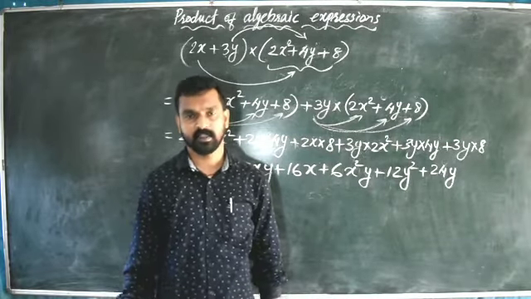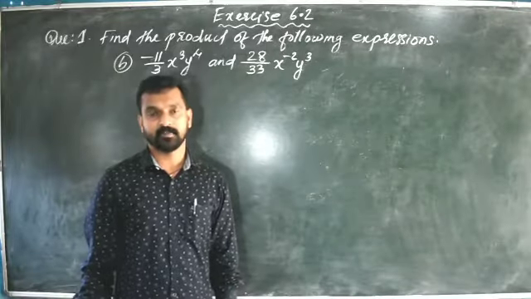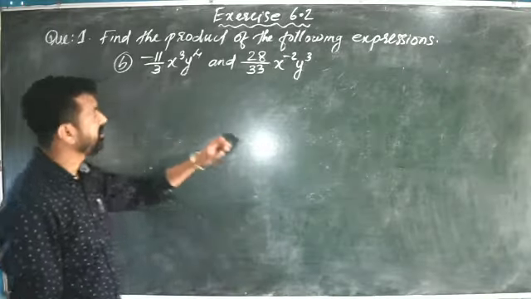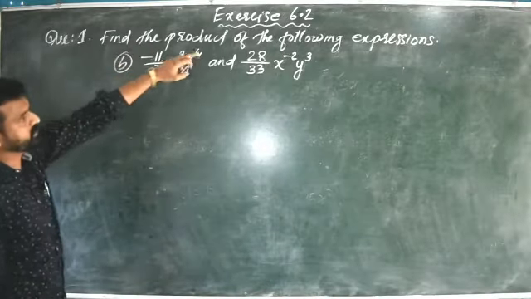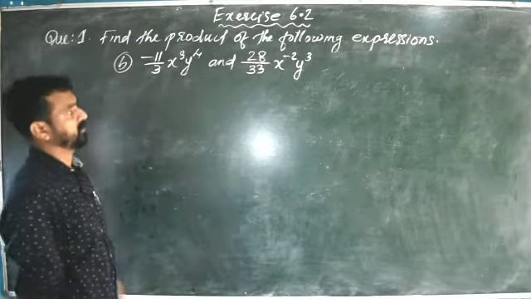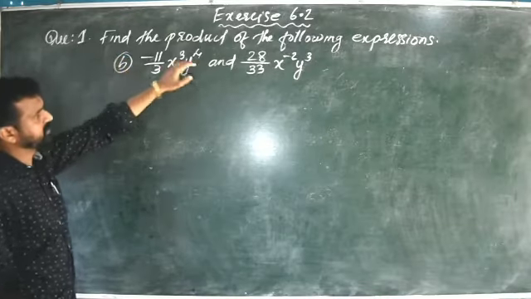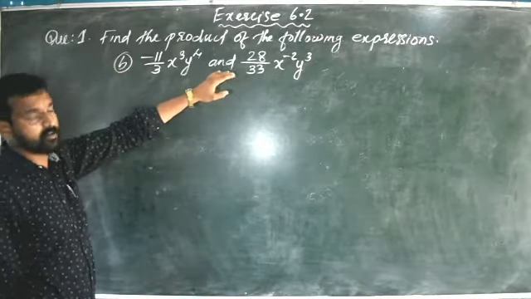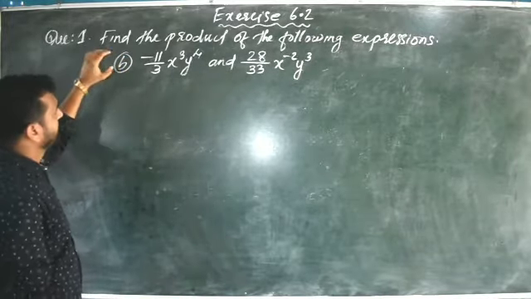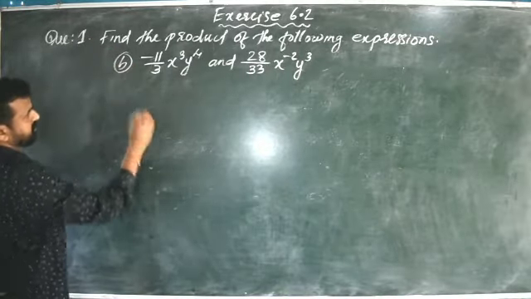So now let's start the next exercise, that is exercise 6.2. Exercise 6.2, question number 1. Find the product of the following expressions. First question, only monomials are given, how to multiply the monomials. Question number A is an easy question, that you can do by yourself, and I will show you question number B.